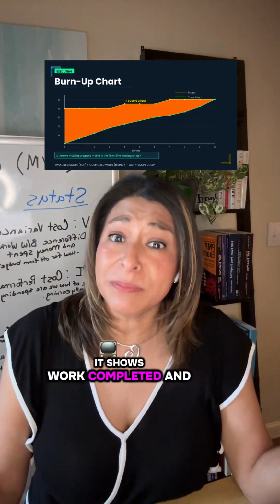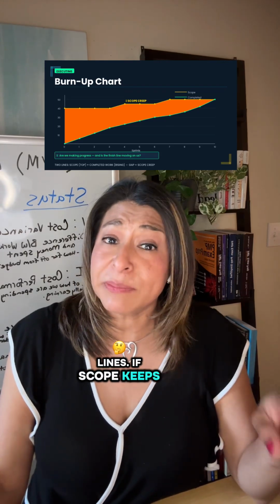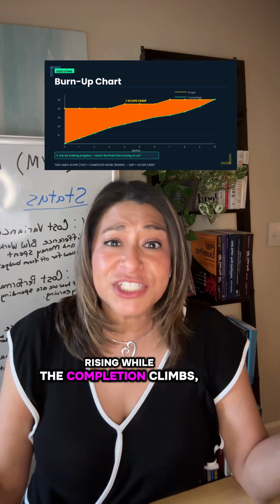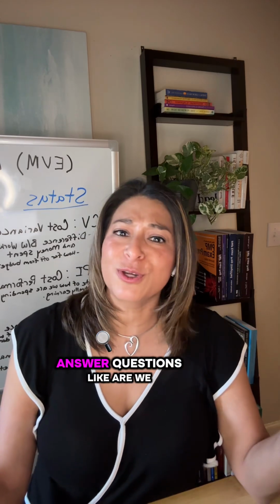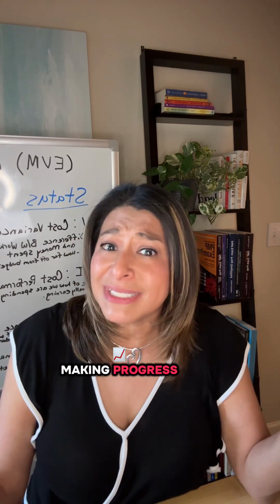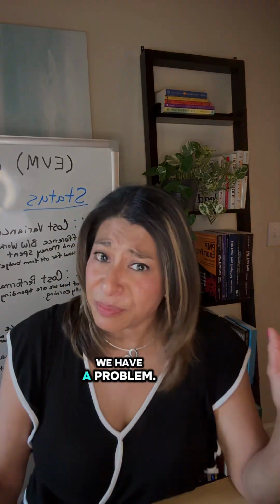Then we have the burn up chart, and it shows work completed and total scope. So we've got 2 lines. If scope keeps rising while the completion climbs, that means scope creep. And it helps to answer questions like, are we making progress? And is the finish line moving? Because if it's moving, we have a problem.